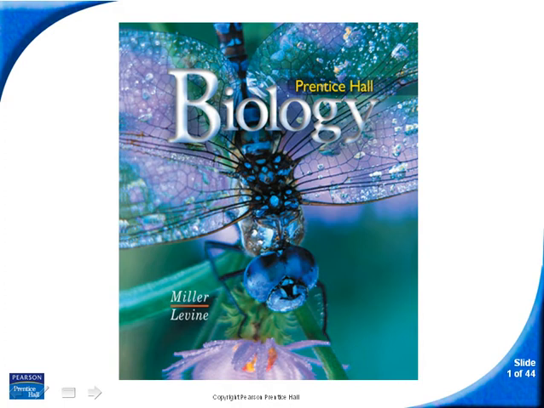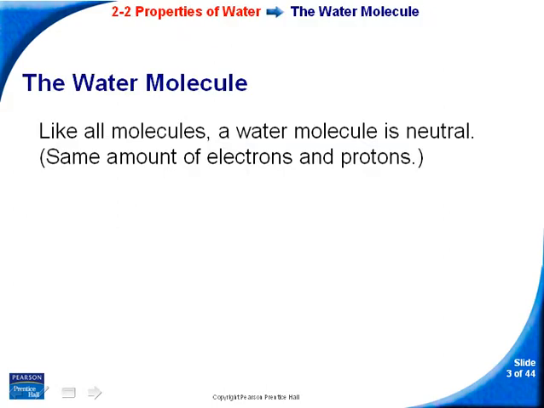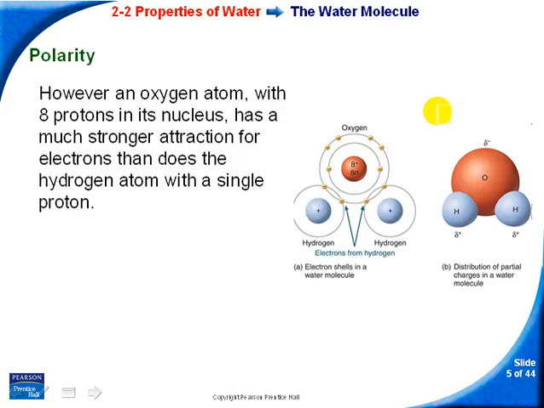Welcome to the Chapter 2, Section 2 podcast. It's on the properties of water. And water is a molecule and it is neutral, meaning it has the same number of electrons and protons, as we said before, but it's polar. And we'll get to what polar means in a minute.